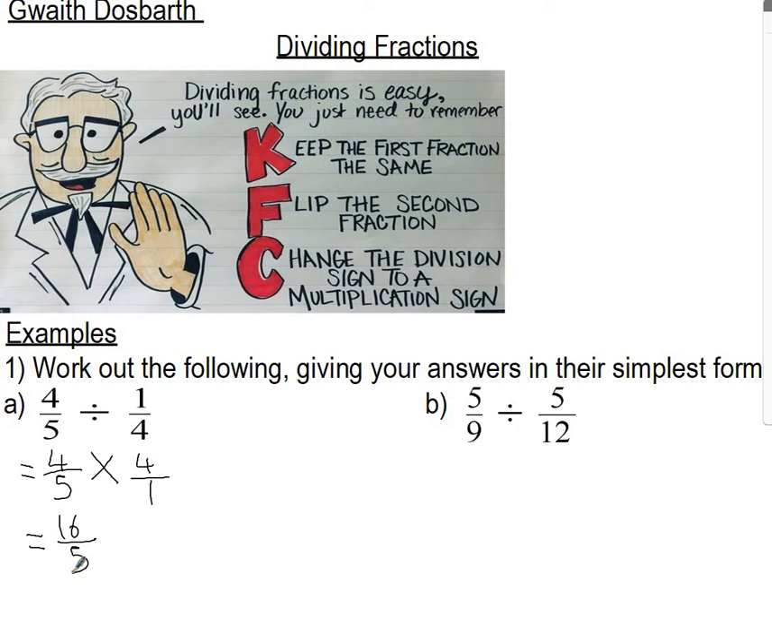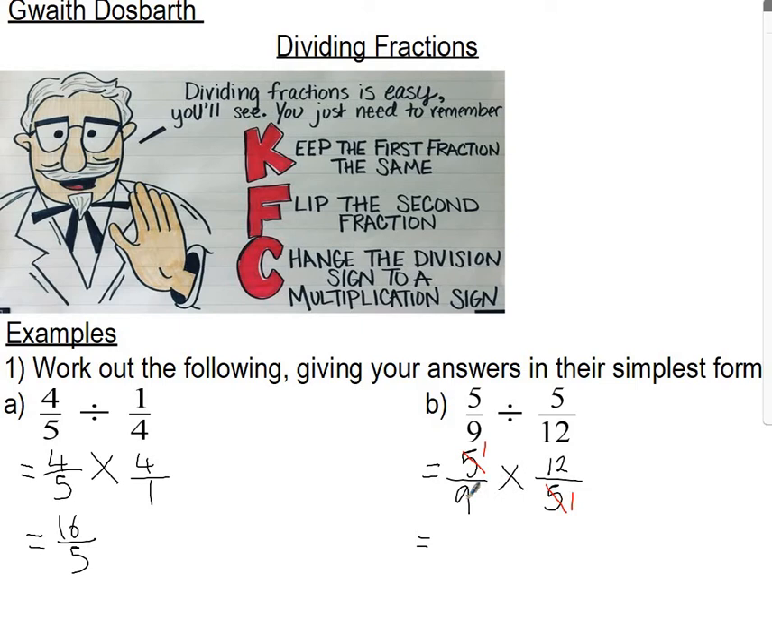So let's look at example B. We follow KFC: K, keep that first fraction the same, F, flip that second fraction, C, change the divide sign to a multiply sign. Then we will see if we can cross cancel. First of all, let's look at these diagonals. Does anything go into 5 and 5? Yes. 5 goes into 5 once, 5 goes into 5 once.